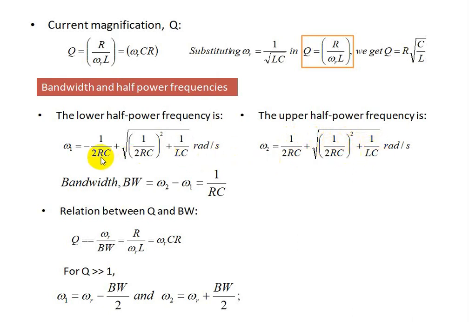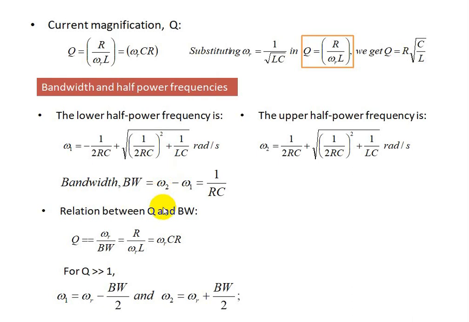So here the difference between omega 1 and omega 2 is, in this expression there is a minus sign, here there is no minus sign, and here the bandwidth is given by omega 2 minus omega 1, which will be equal to 1 by RC. So this term corresponds to half of the bandwidth. So bandwidth is 1 by RC. Since we have 2 in the denominator, this is equivalent to bandwidth by 2.